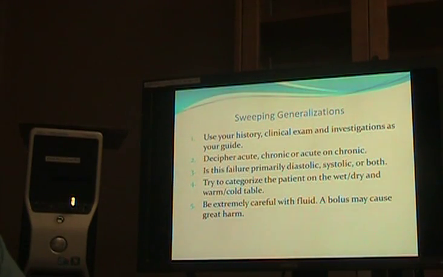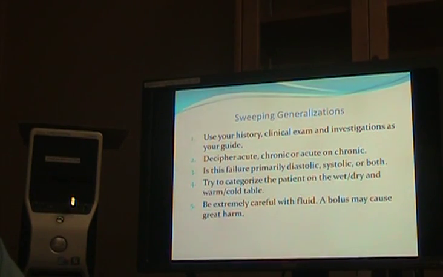Again, have a high index of suspicion in any patient that you see for cardiac pathology. Use your history, your clinical exam, and the investigations really as your guide. And that's not only with cardiac patients, but that's with all of your patients. Try to decipher acute, chronic, or acute on chronic. And why this is important is because it may help you decide disposition, rapidity of transport, for example, and even therapy that you will initiate.